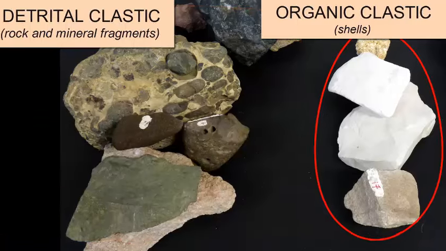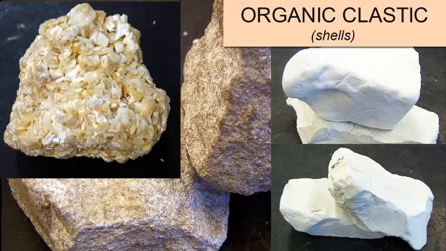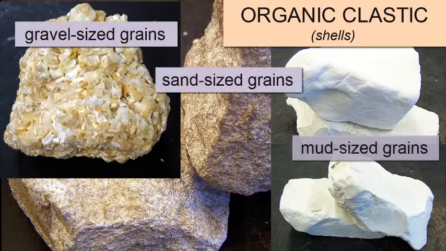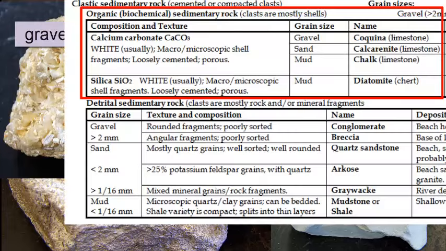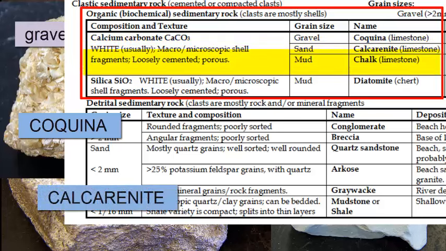Let's look more closely at the clastic rocks made mostly of shells. First step is to order them by grain size, with largest at the top and smallest at the bottom. Gravels, sands, and muds. Aligning the samples with the table, we see that any rocks made of gravel-sized shells must be calcium carbonate in composition and are called coquina. Sand-sized, calcarenite. If a rock is made of mud-sized shells, those shells could be made of calcium carbonate or silica.